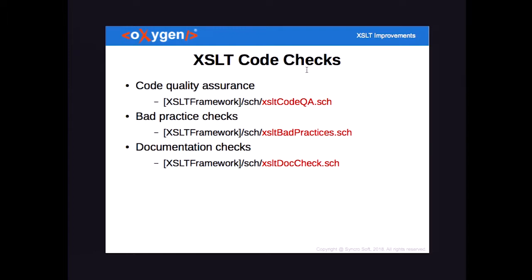Then for the XSLT code checks, we've added in 19 and 19.1 some checks for the XSLT, like quality assurance checks and best practices that we got feedback from, or documentation, if you want to make sure that your style sheet is well documented. These are available in the XSLT framework, so you can find them in the XSLT framework directory, and you can update it as you want.